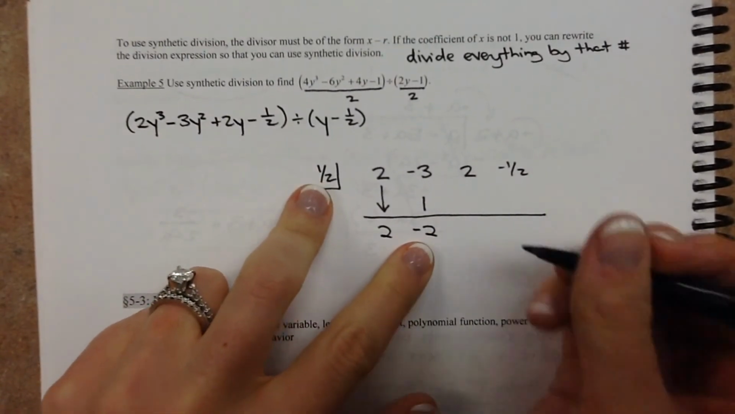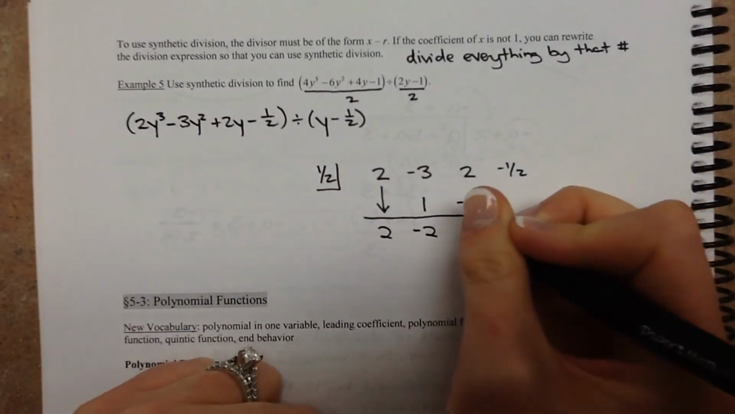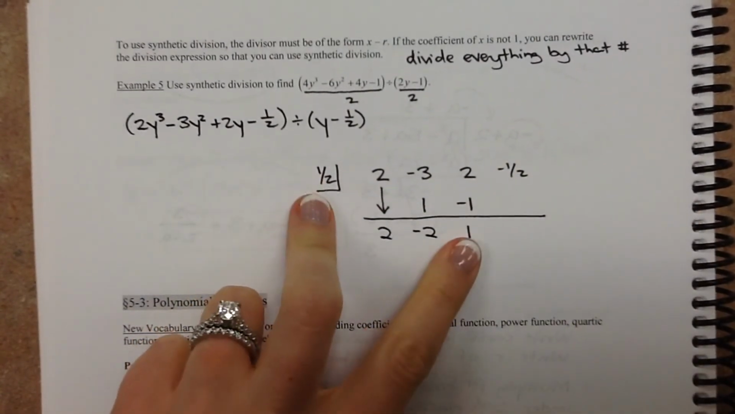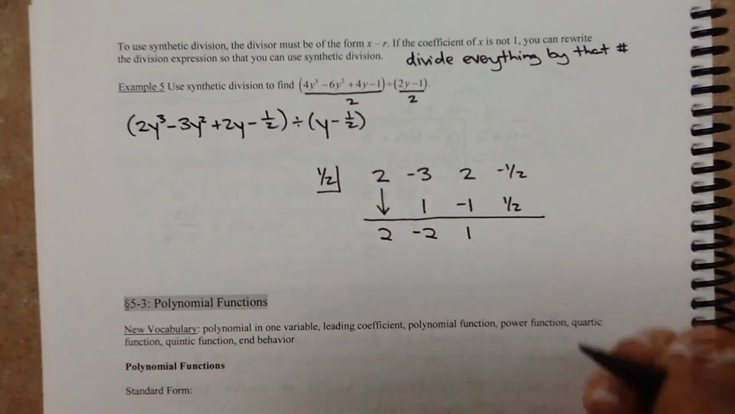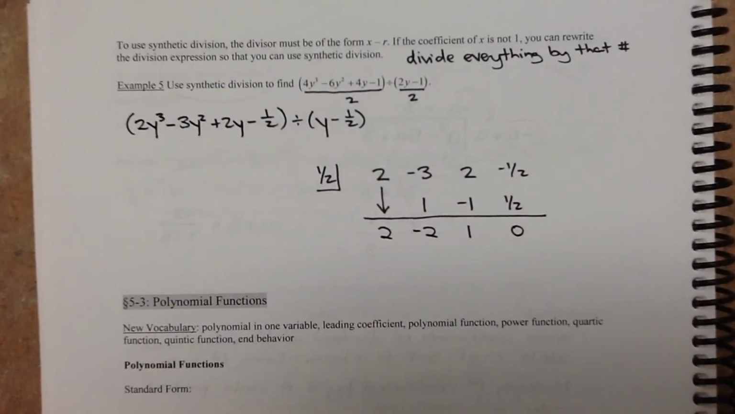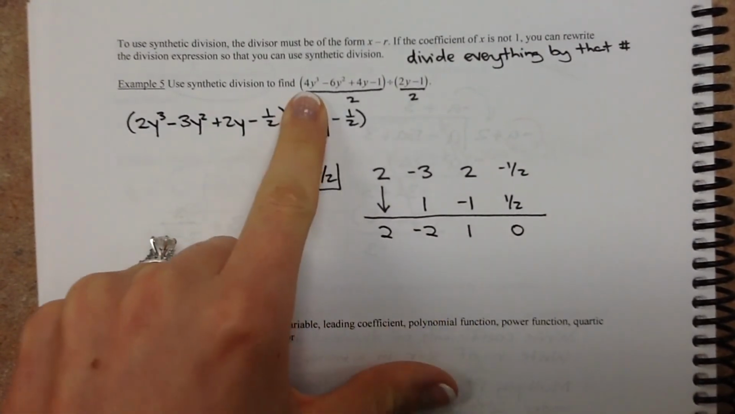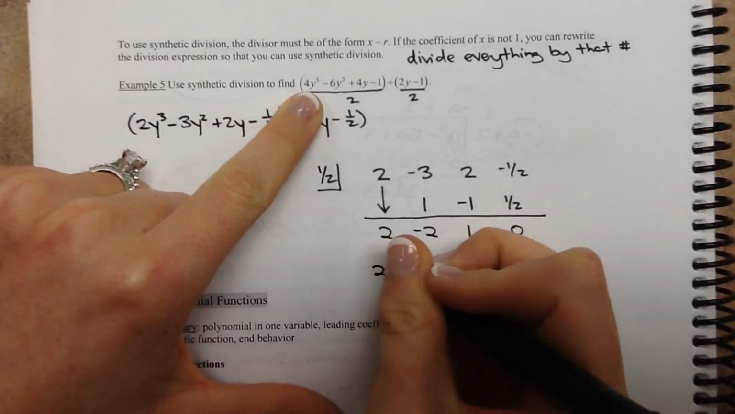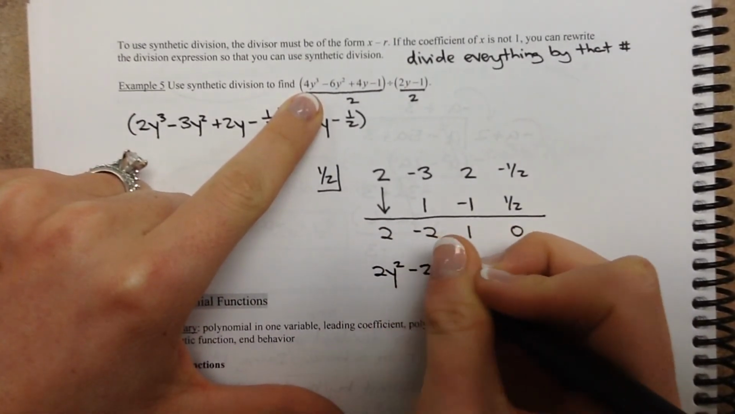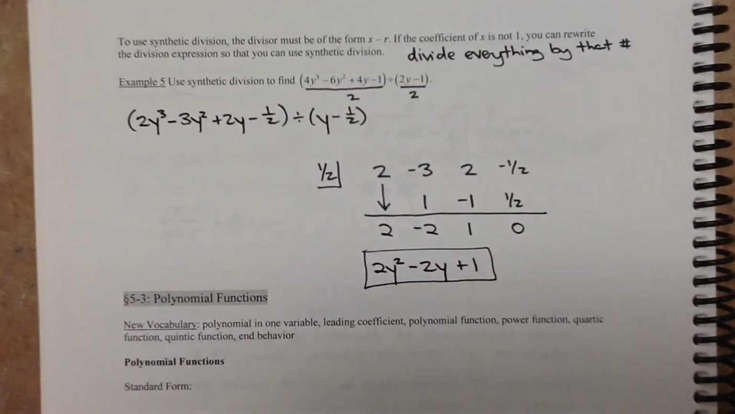Multiply these two numbers together, I get negative 1. Add these together, I get 1. Multiply these two together, I get 1/2. And lucky for us, we add these together and we get 0. So that means there's no remainder. So now these are the coefficients of a polynomial with one less degree. So one less degree would be y squared. So I write 2y squared minus 2y plus 1, and there is no remainder. So that is your final answer.